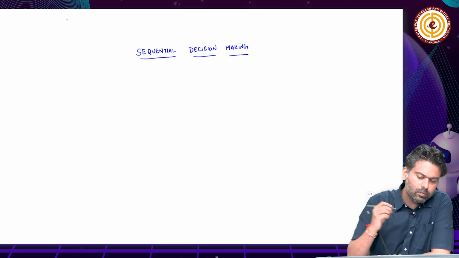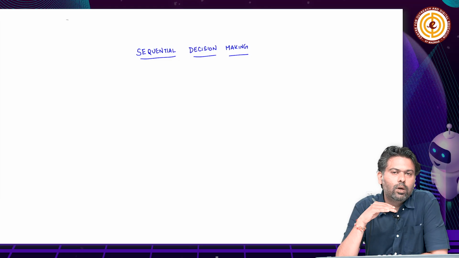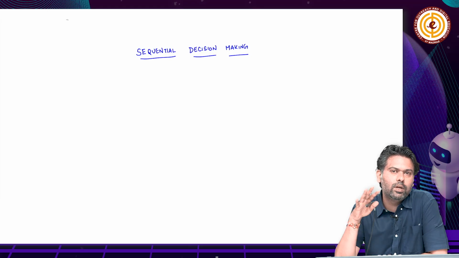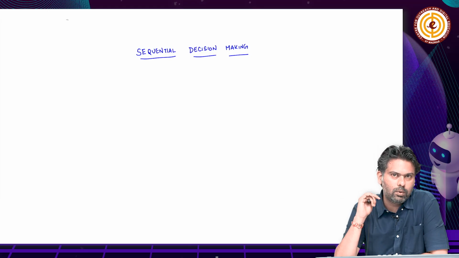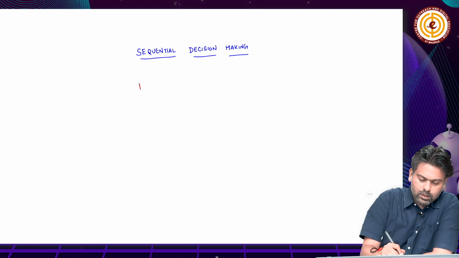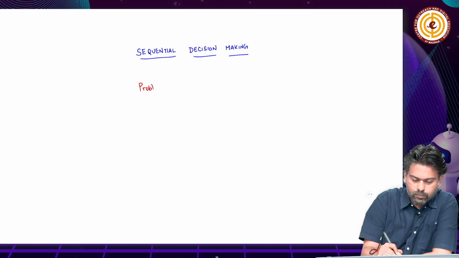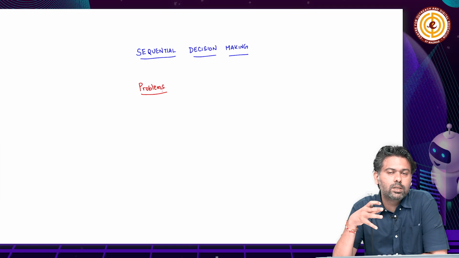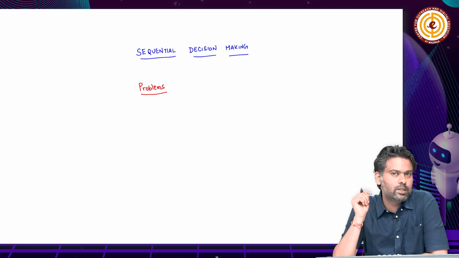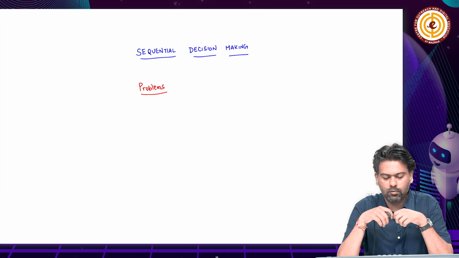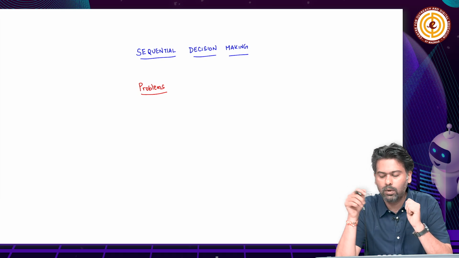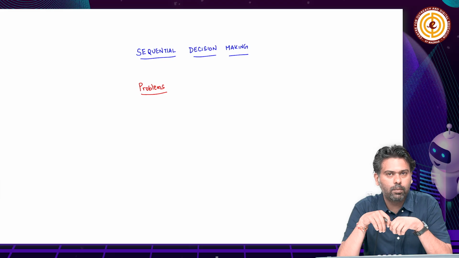What we are going to do now is look at three different types of problems which are all sequential decision making problems. Then we will discuss what are some commonalities and what are some differences about these problems, and we will then pick up one of these problems and try to solve it. So that's the goal of this module.